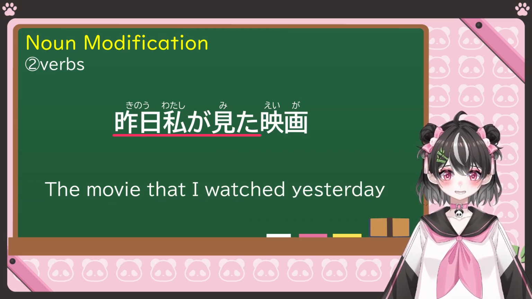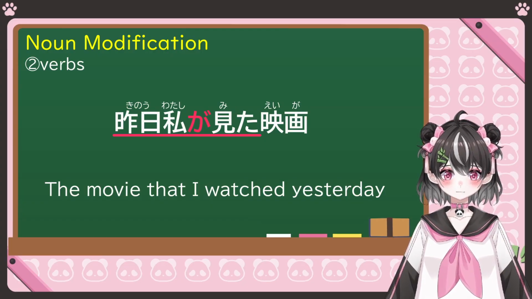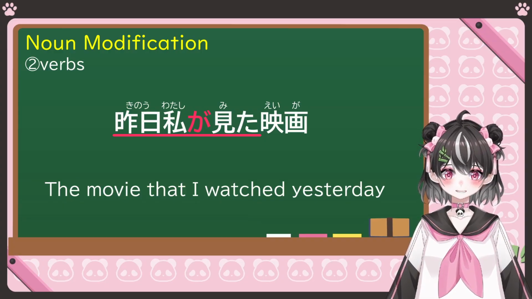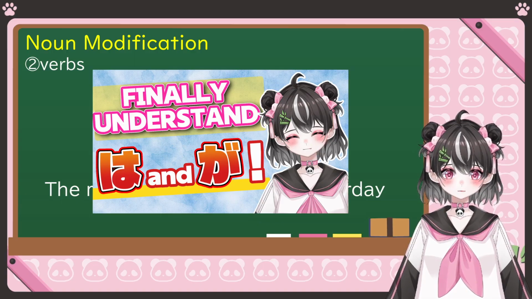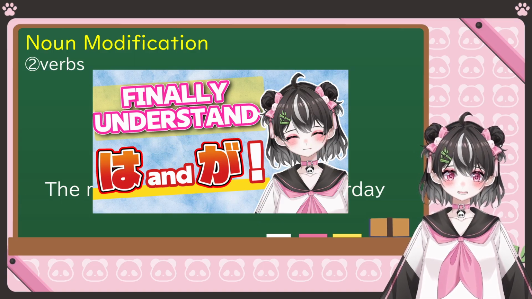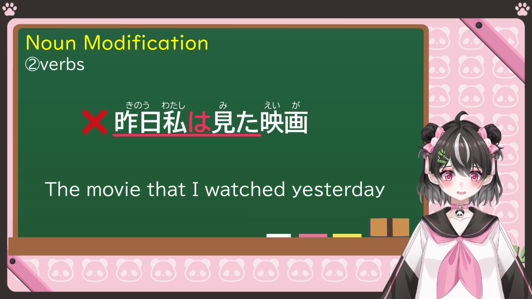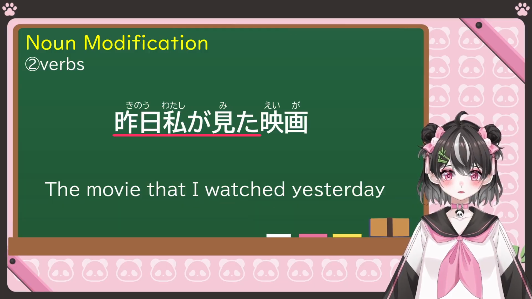And second, inside a noun modifying clause, you use が instead of は. I mentioned this a bit in the video about the difference between は and が. Using は here sounds very unnatural, so remember that when a verb modifies a noun, you don't use は.